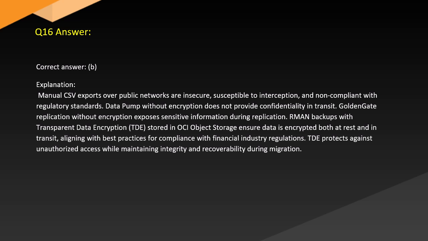Manual CSV exports over public networks are insecure, susceptible to interception, and non-compliant with regulatory standards. Data Pump without encryption does not provide confidentiality in transit. GoldenGate replication without encryption exposes sensitive information during replication. RMAN backups with Transparent Data Encryption (TDE) stored in OCI Object Storage ensure data is encrypted both at rest and in transit, aligning with best practices for compliance with financial industry regulations. TDE protects against unauthorized access while maintaining integrity and recoverability during migration.